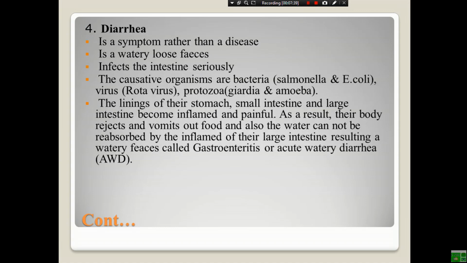The last topic of our lesson is diarrhea. Diarrhea is the fourth type of bacterial disease in our lesson that we are going to discuss.